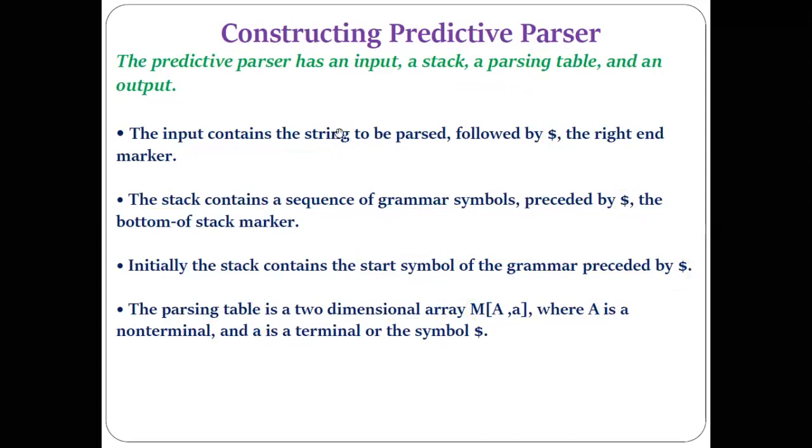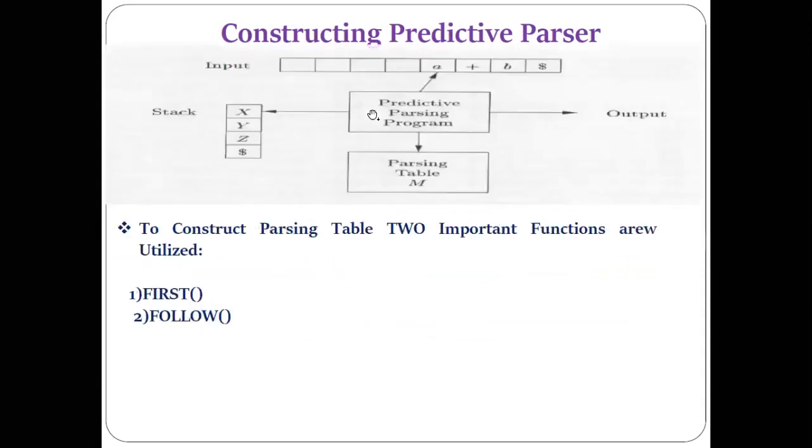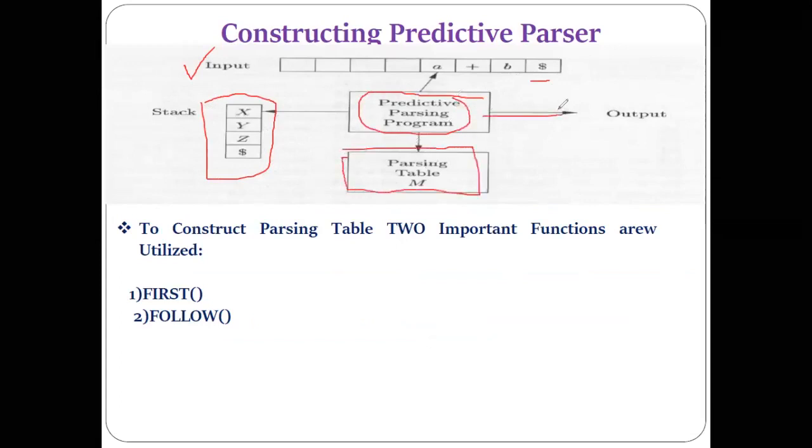So mainly there are three data structures using which the predictive parser can be built. First is the input buffer, second is the stack, and third is the parsing table. This is the way your parsing table looks. Here you can see your input buffer, which is ended by the dollar indicating the end of your input. This is the stack, which contains the grammar symbols. This is your predictive parsing program or algorithm, and this is our parsing table, and here it will give us the output.